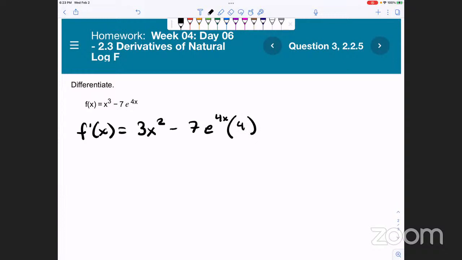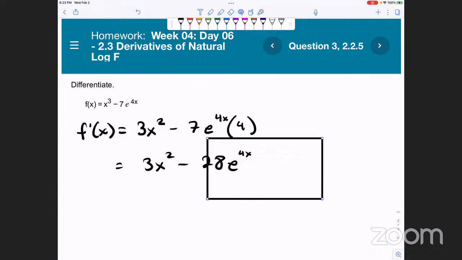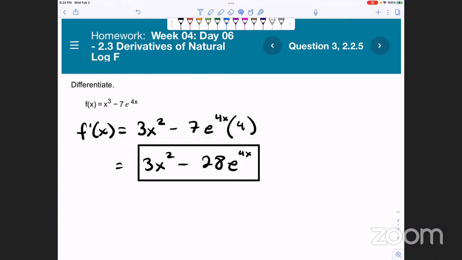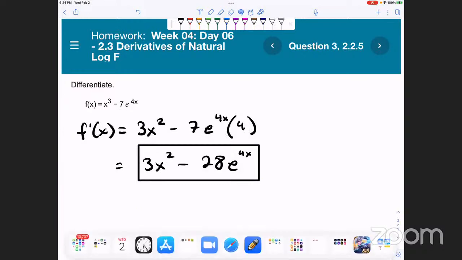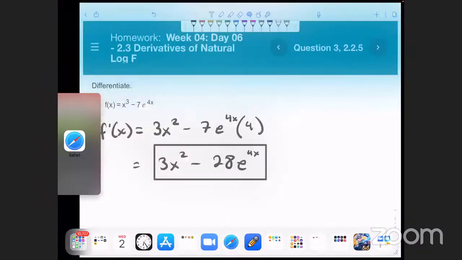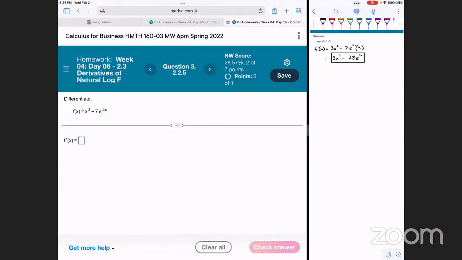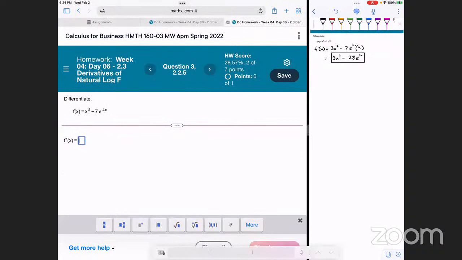And I think that's it for that one. I'm going to go ahead and write it one more time. So then 3x squared minus 28e to the power 4x. All right, paste. So now what we're going to do, stop back here. That looks good. And we got 3x squared minus 28e to the power 4x.